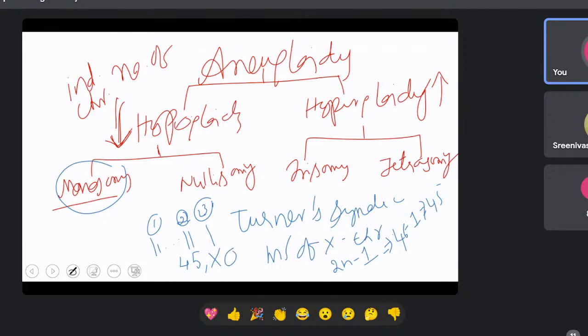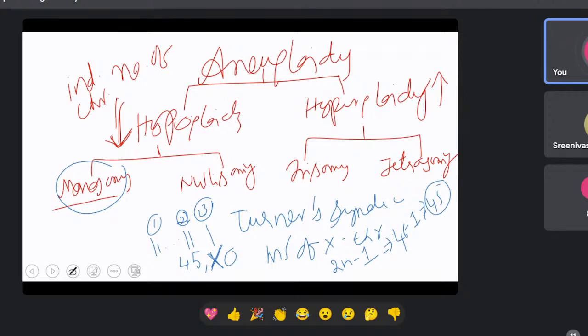0 we can mention. The karyotype of Turner syndrome is 45. Total number of chromosomes are 45 only, not 46. And whether she is female or male, we have to mention the sex chromosomes also. There is only one sex chromosome, that is X, and the other one we may mention as 0 or we can leave it like this. So the Turner syndrome's karyotype is 45X0.